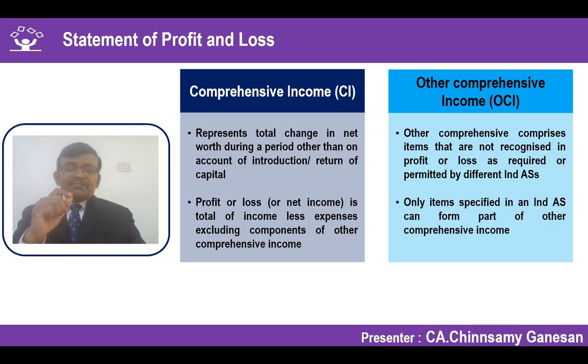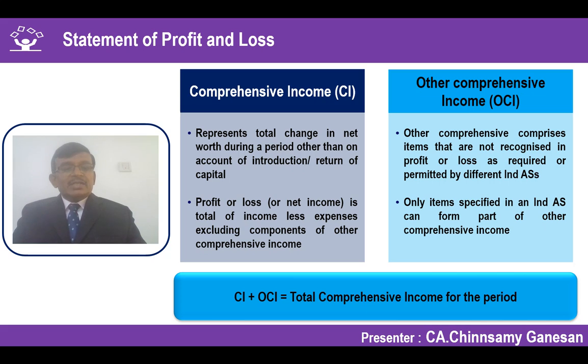For example, if a company wanted to fair value its investments, there are two possible classifications under the financial instrument standard. One says fair value through P&L, another says fair value through OCI. If you are using the concept of fair value through OCI, Ind AS 109 allows you to take it to OCI. If you are going to treat that as fair value through P&L, it should be treated as part of the comprehensive income. So it cannot be other comprehensive income. So a standard has to specifically allow you to present that as other comprehensive income. Otherwise, nothing can go into OCI. That is a very important rule which we have to consider. Comprehensive income plus other comprehensive income is total comprehensive income for the period.